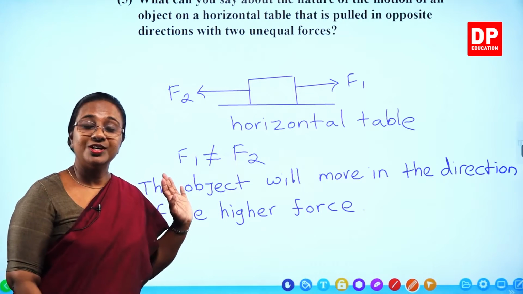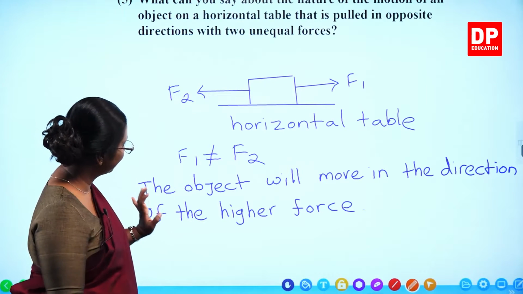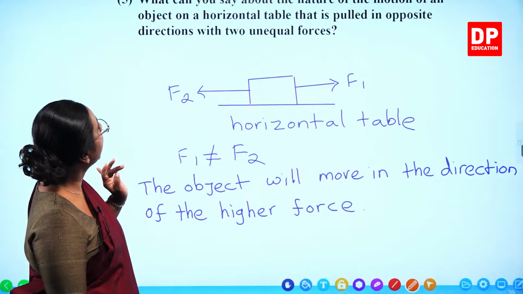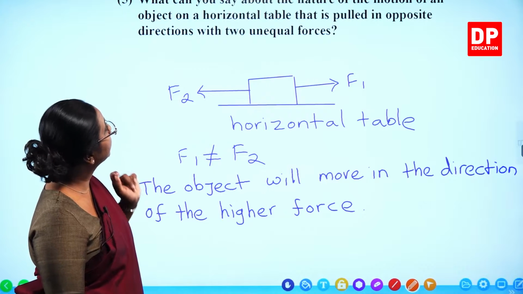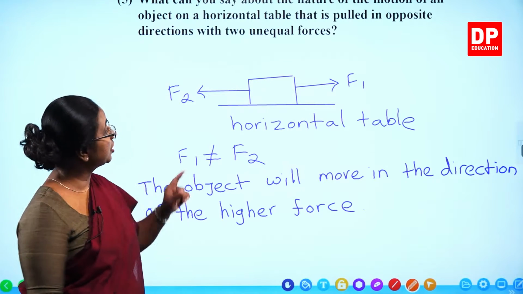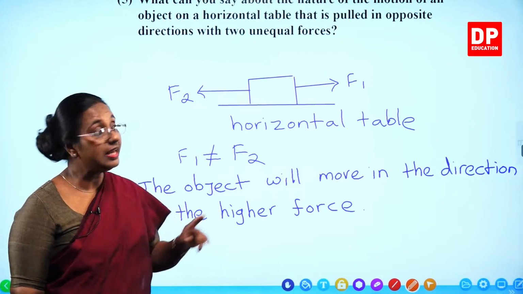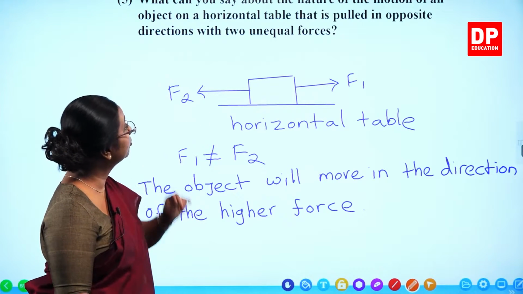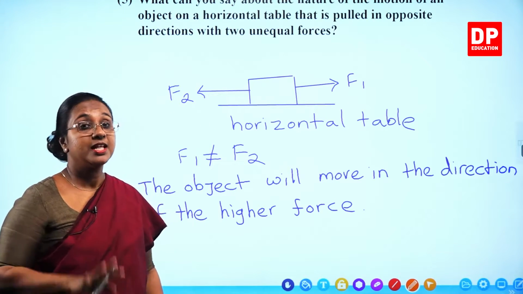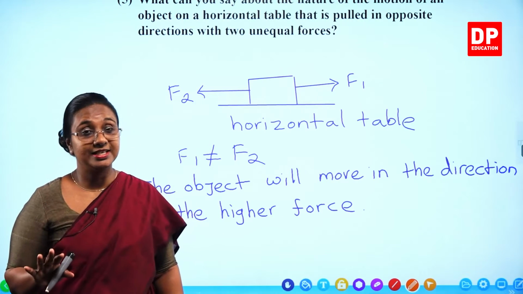So, I am sure you all can understand that as well, when there are unequal forces. What can you say about the nature of the motion of an object on a horizontal table that is pulled in opposite directions with two unequal forces? That is what you have to consider here.